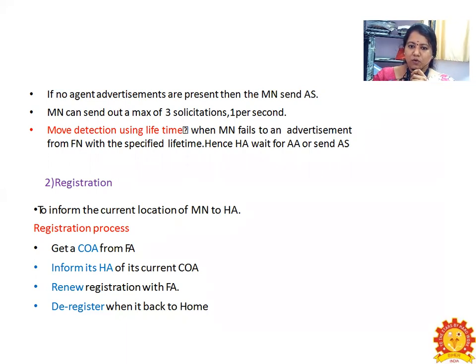Next, we are going to see about the registration. To inform the current location of the MN to the HA, the registration process begins. Here we get a COA from the foreign agent and the MN informs the HA of its current COA. Next, the third step is renewing the registration with the FA. At last, it will deregister when it comes back home.